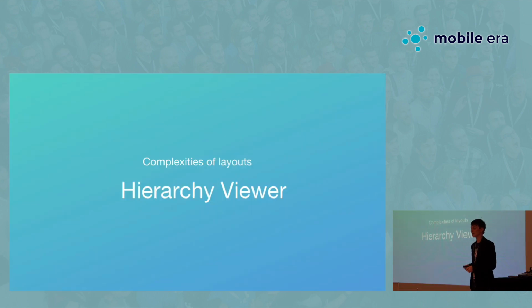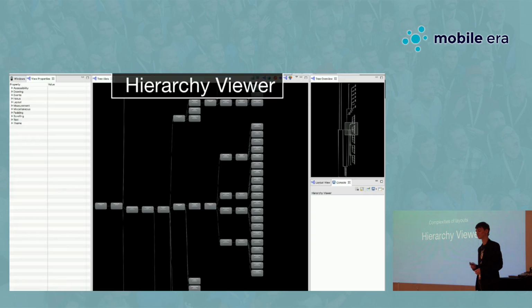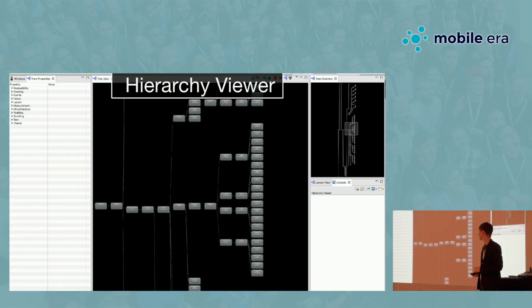And we go to Hierarchy Viewer. It looks like this, so you will see some tree. You will be able to click on any node, and you will be able to see different view properties. However, for us, it's not the most important thing.